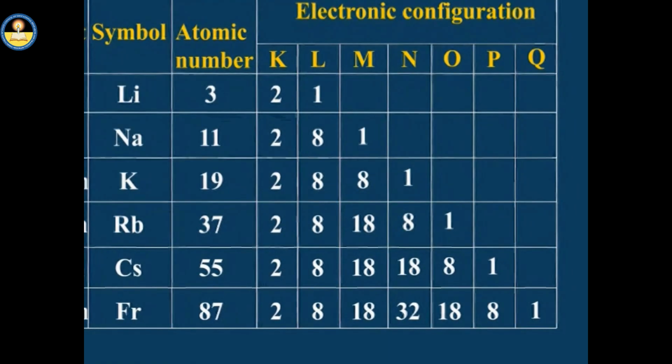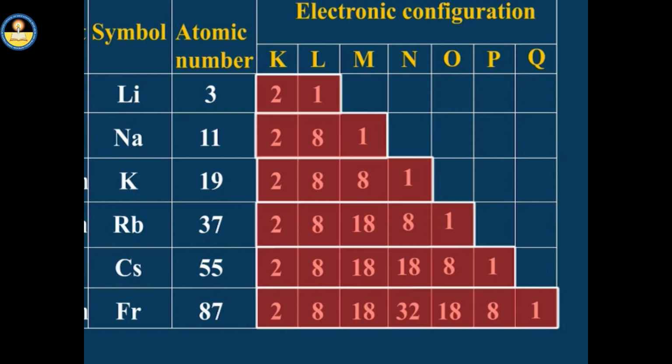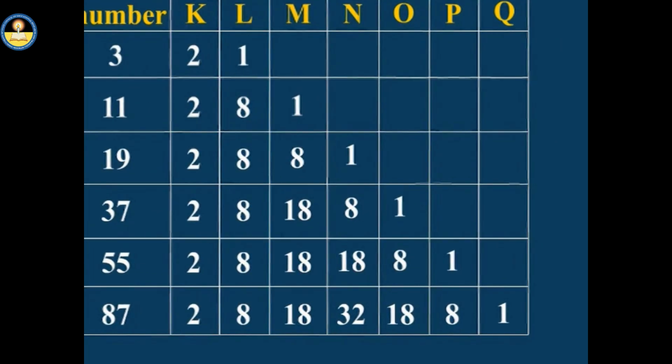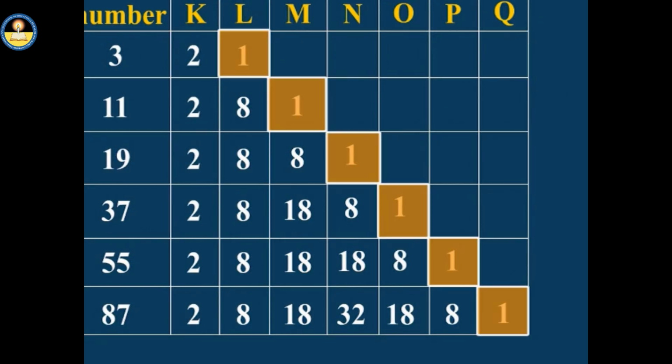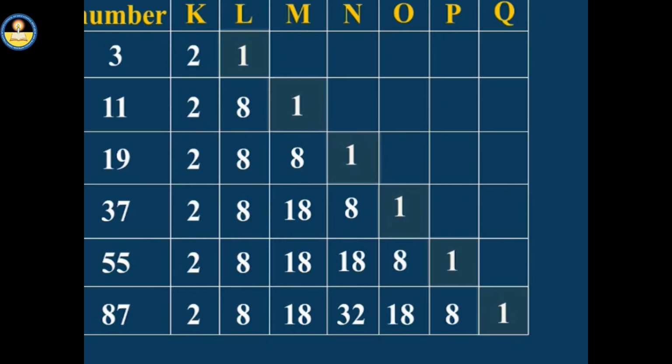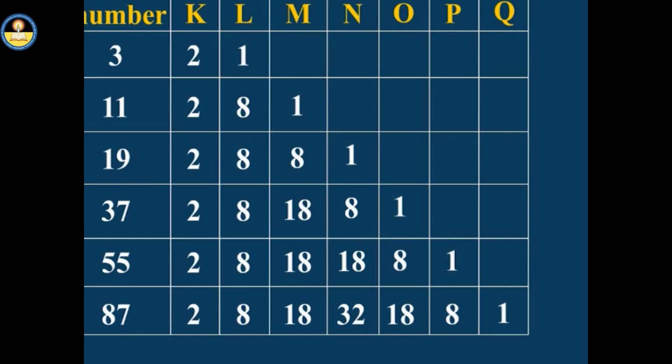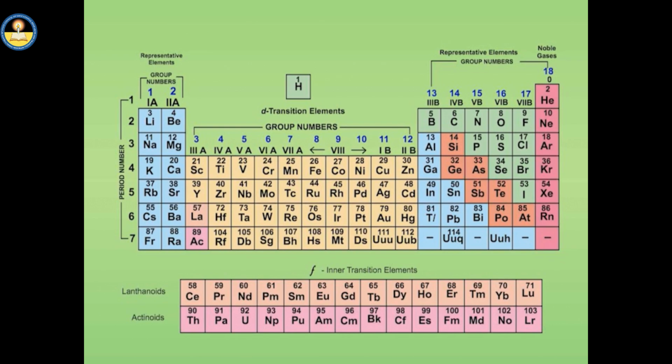On moving down the group, the number of shells in the elements increases, but the number of electrons in the valence shell remains the same. Elements in the same group have the same number of valence electrons. That's the reason that they show the same chemical properties.